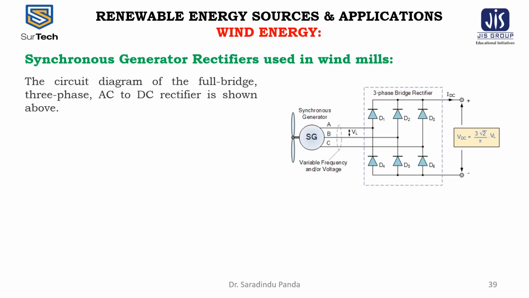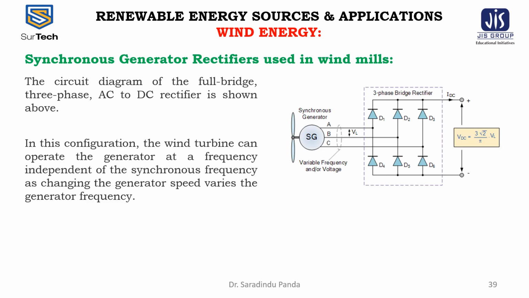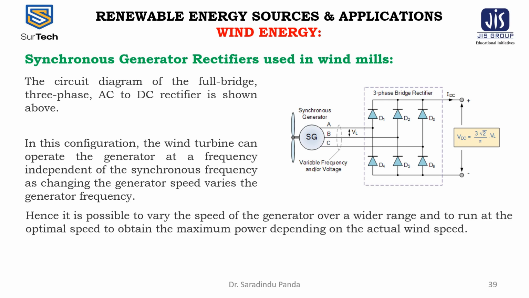The circuit diagram of the full bridge 3-phase AC to DC rectifier is shown in the figure. In this configuration, the wind turbine can operate the generator at a frequency independent of the synchronous frequency, as changing the generator speed varies the generator frequency. Hence, it is possible to vary the speed of the generator over a wider range and to run at the optimal speed to obtain the maximum power depending on the actual wind speed.